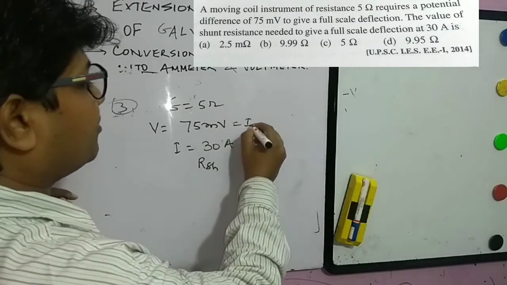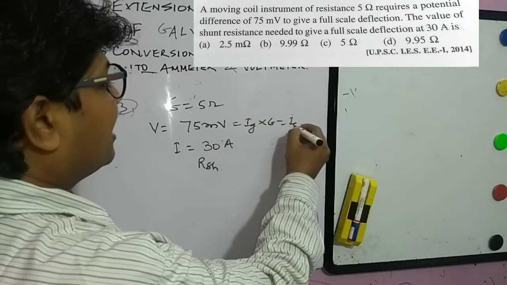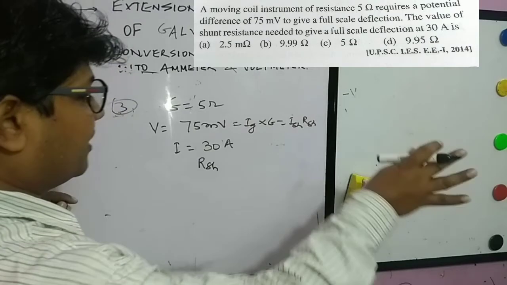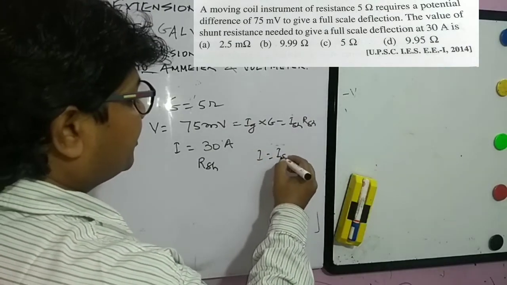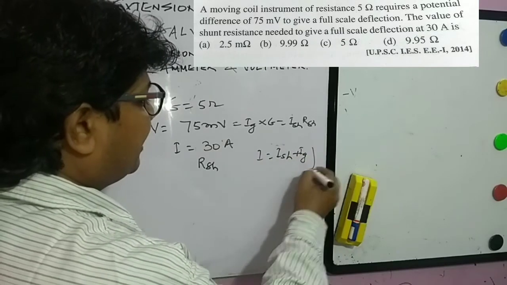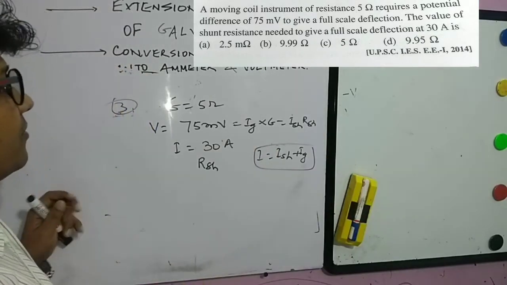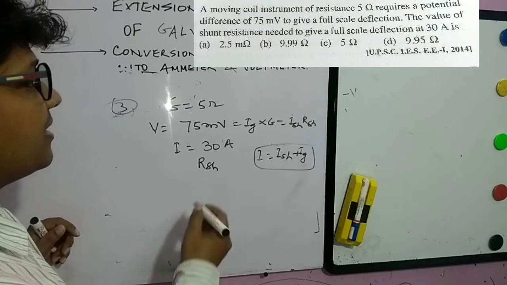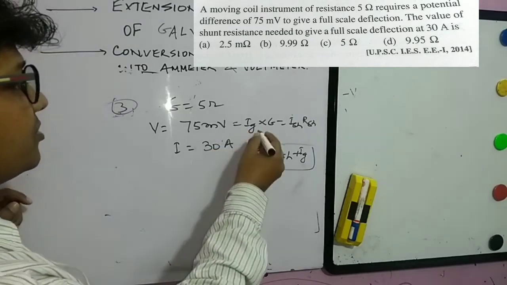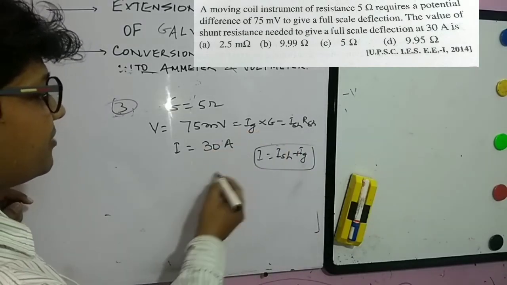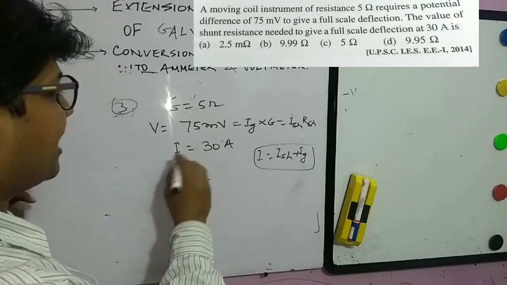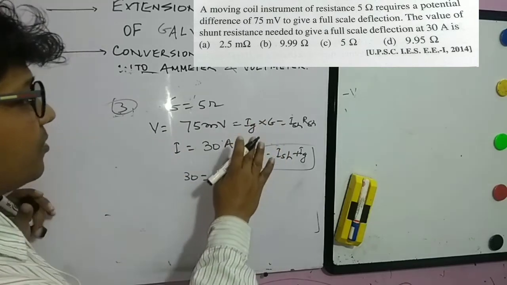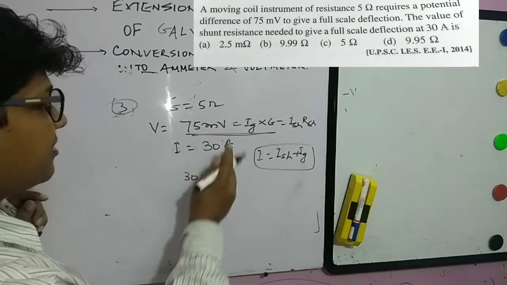So this voltage is equal to Ig into G is equal to ISH into RSH. Simple, right? And I have already told you this is ISH plus Ig. So what is the value of RSH? We have to find out. I is given. So I is 30, so 30 is equal to ISH plus Ig. Ig we don't know, so we can calculate Ig using this relation.